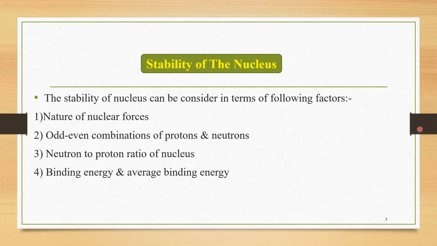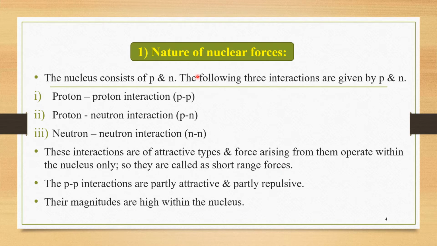So let's start with the first factor among these four. The first factor is the nature of nuclear forces. The nucleus consists of protons and neutrons. The following three interactions are given by the protons and neutrons present in a nucleus. These interactions are proton-proton interaction, proton-neutron interaction, and third one is neutron-neutron interaction. These interactions are of attractive type and the forces arising from them operate within the nucleus only, so they are called short-range forces. The proton-proton interactions are partly attractive and partly repulsive. Their magnitudes are high within the nucleus.